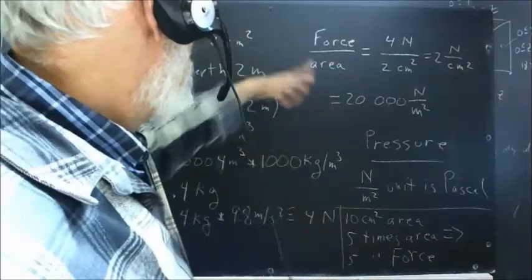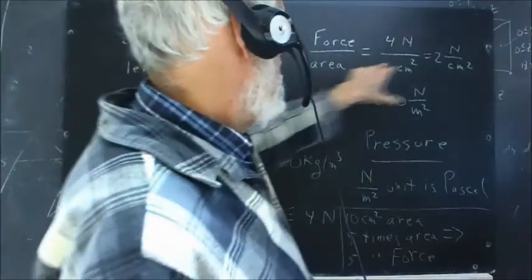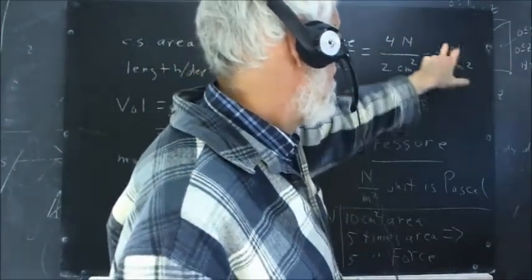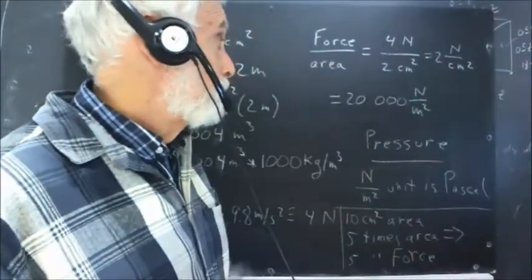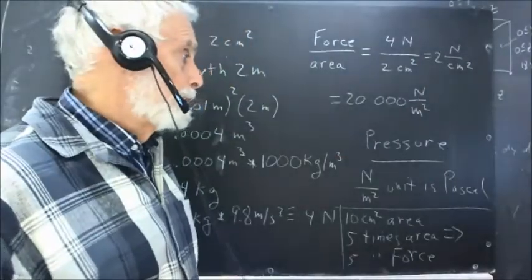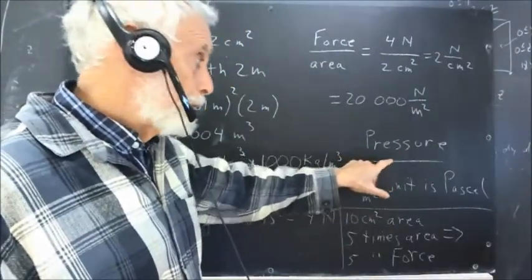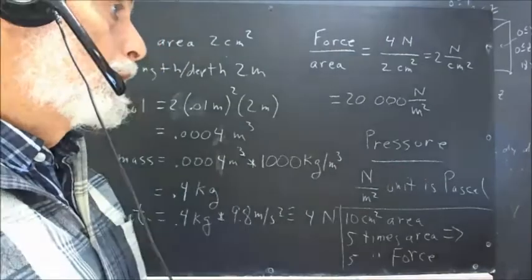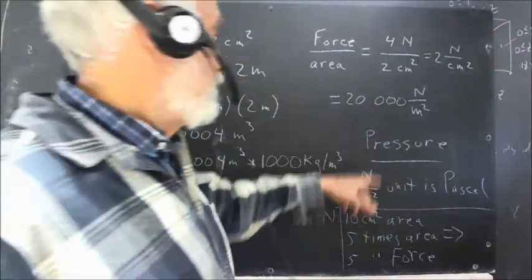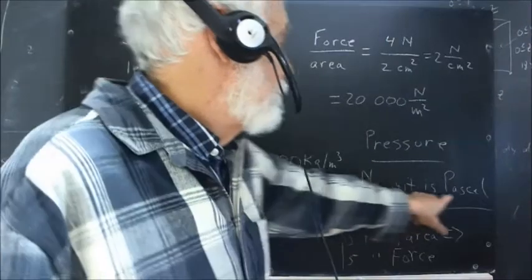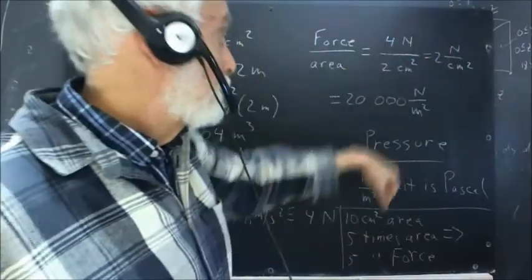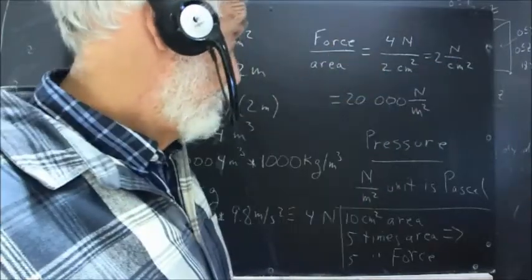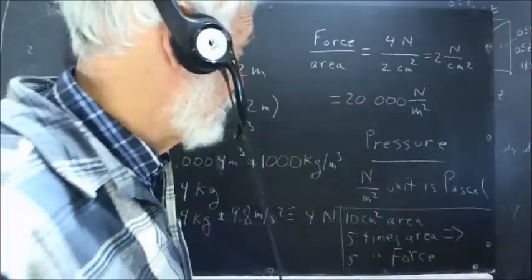Now, to get the force per unit of area, we divide the force by the area. We get 2 newtons per square centimeter, or 20,000 newtons per square meter. We call that a pressure. The unit of pressure is the Newton per square meter. We also call that Pascal. Newton per square centimeter is a perfectly valid pressure, equivalent to 20,000 newtons per square meter, or 20,000 Pascal.